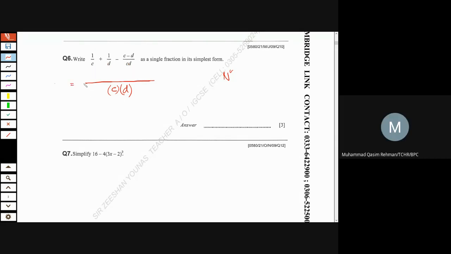Is this clear to everybody? Sir, are we going to write C and D separately in brackets, or together like the third fraction? It's the same.